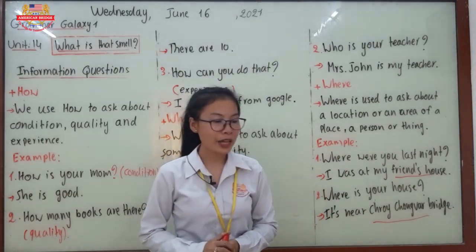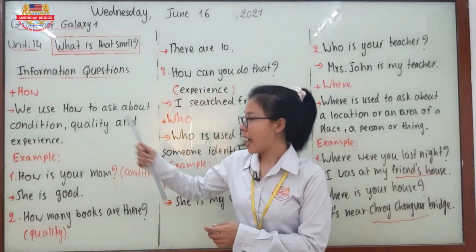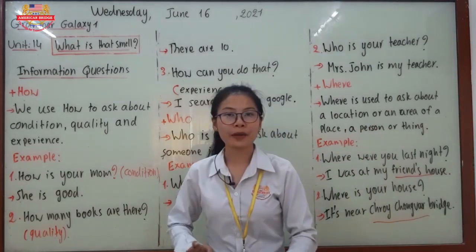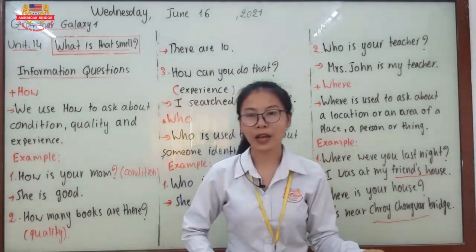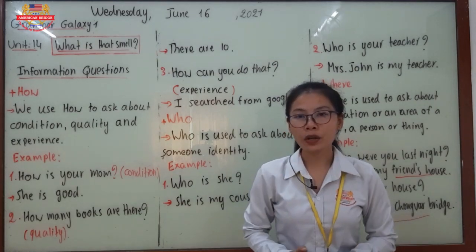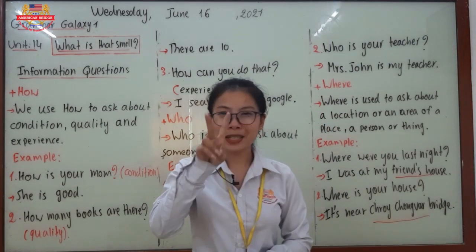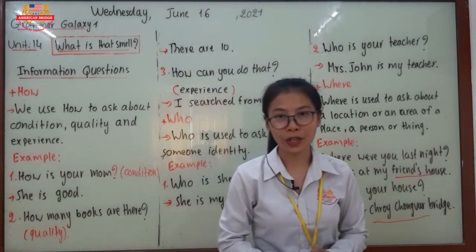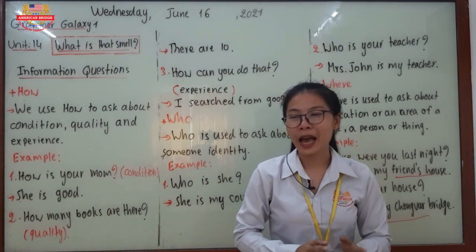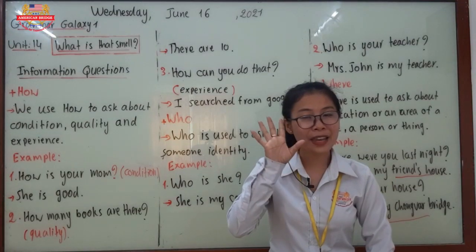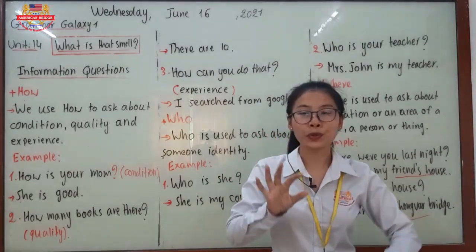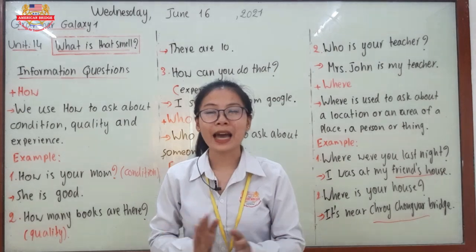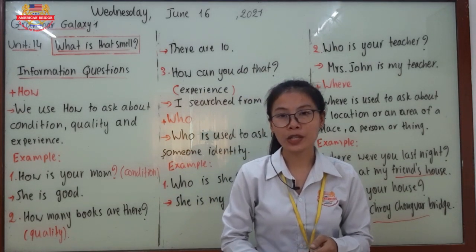Alright, everyone. Hopefully you can understand how to use who and how to use where. Especially, hopefully you can remember the WH questions that you have learned. Alright, before the end of the video, the teacher would like to ask you to create 2 sentences for each information question from the previous lesson until now. There are 5 information questions that you already learned. So the teacher would like you to create 2 questions for each WH question, and then answer. After that, submit to your homeroom teacher altogether.